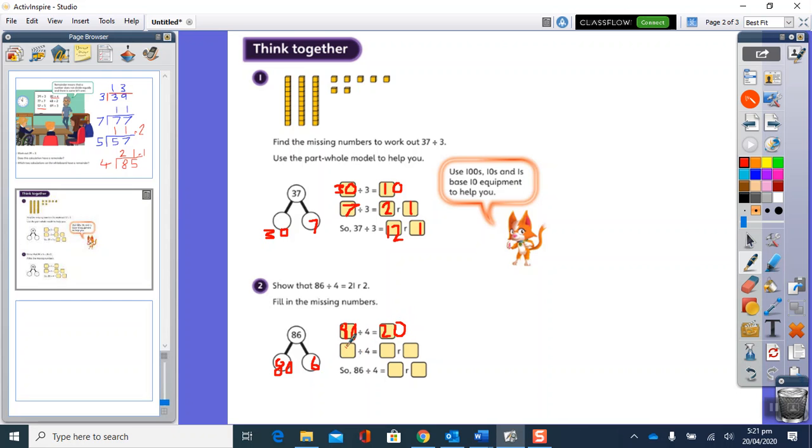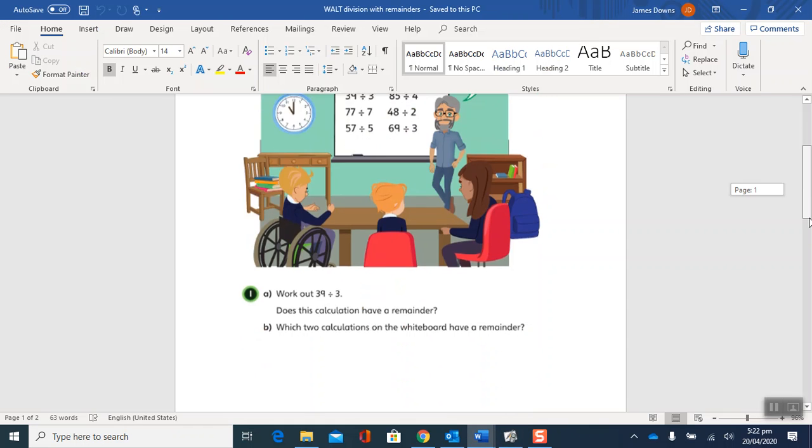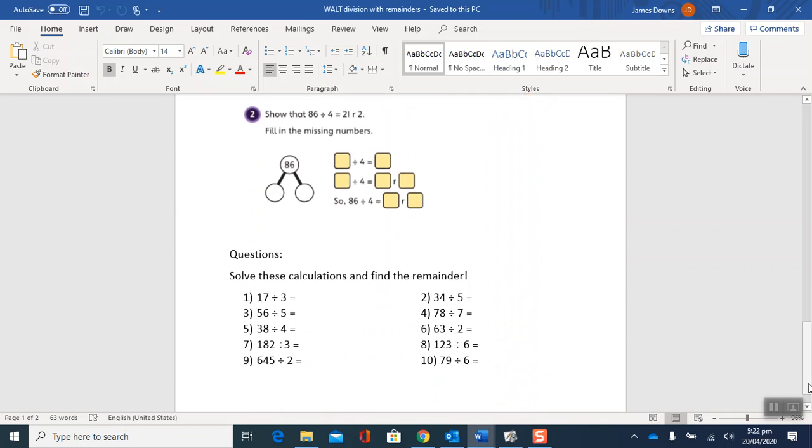And then I've got 6 divided by 4. I know that 4 goes into 6 1 whole time, and then I count on 2 to get to 6 from 4, and I've got a remainder of 2. So my total, 86 divided by 4, should be 21, remainder 2.